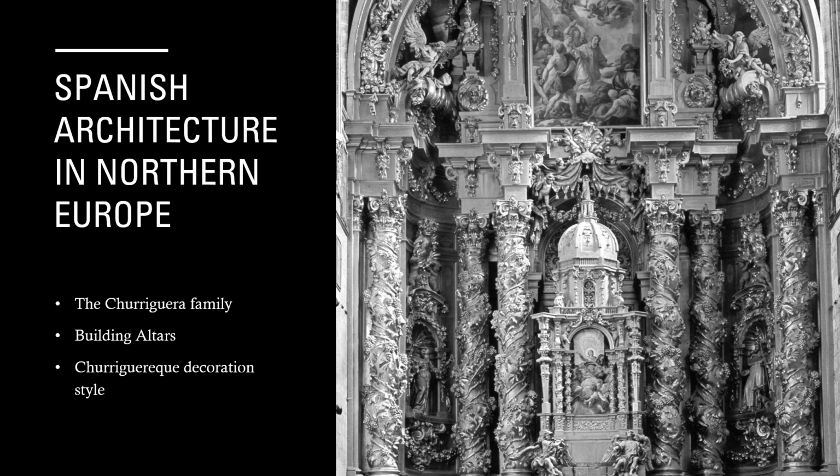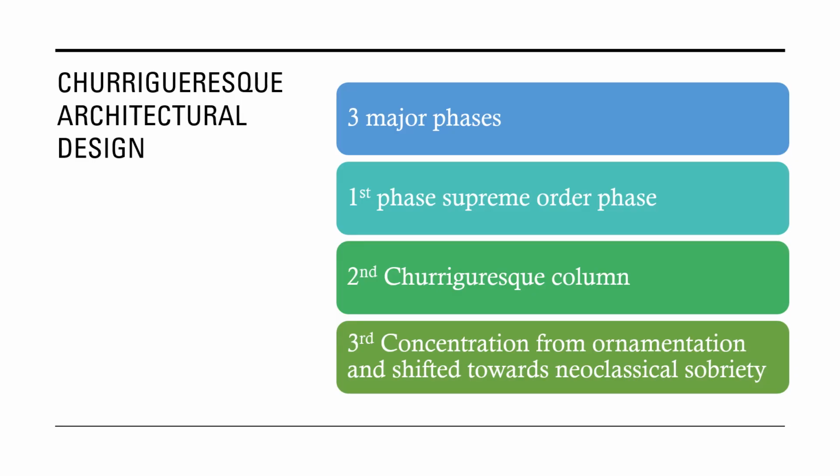The development of this style, therefore, had to go through three major phases. The first phase was the supreme order phase, whereby the Solomonic columns, a form of Guarini blend, spread. The second phase was the Churrigueresque column, also termed the estepes, represented in the shape of inverted corn, became established and represented a central element of ornamental decorations. Finally, the third phase shifted concentration from the ornamentation and shifted the interest towards neoclassical sobriety.